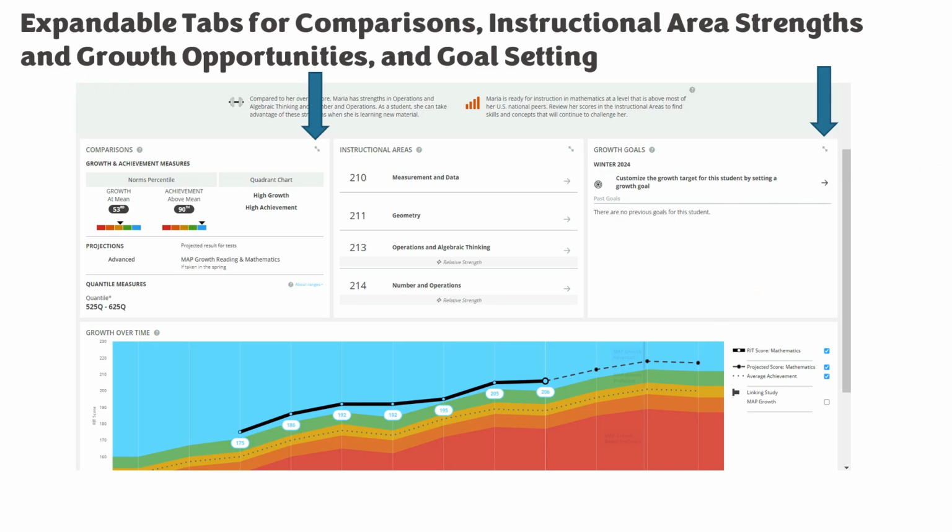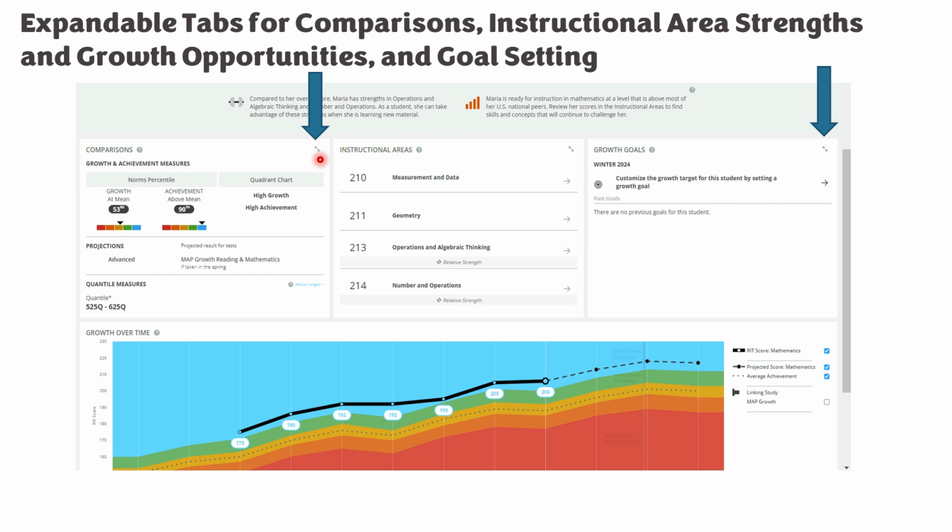If we go back up and look at the top of the report, you will see 2 arrows under each of these data modules. So under comparisons, under instructional areas, and under growth goals. This indicates that those arrows can be clicked on, and those data points will expand to show more information than is being presented in the initial view.